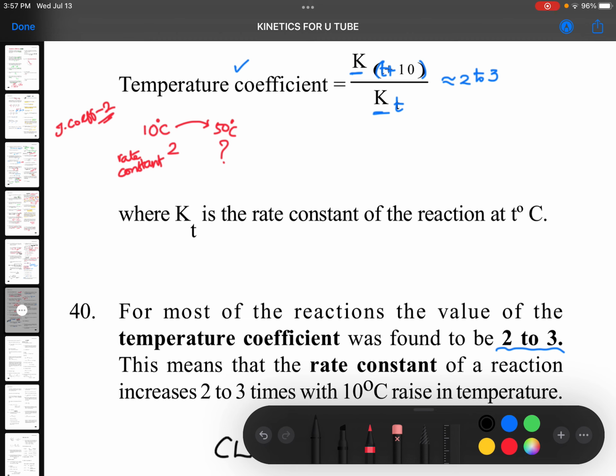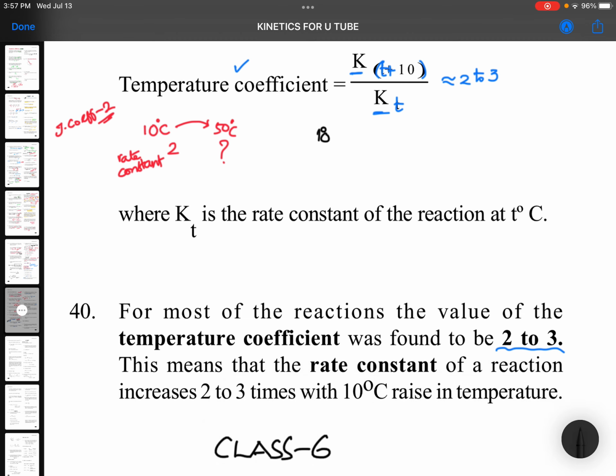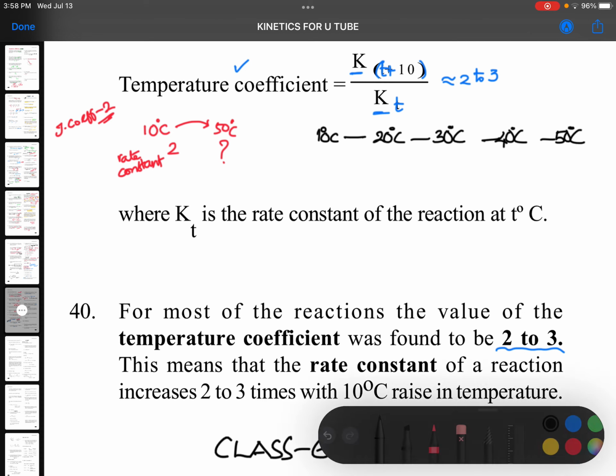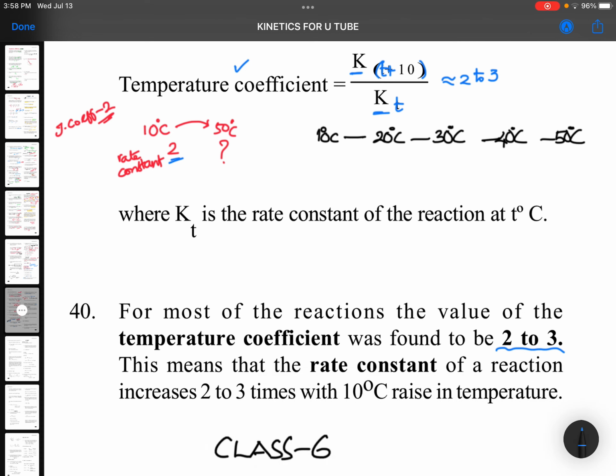So what you need to write is 10 degrees, 20 degrees Celsius, 30 degrees Celsius, 40 degrees Celsius, and 50 degrees Celsius. At 10 degrees Celsius, they mentioned that rate constant is 2. And temperature coefficient is 2, which means it will be doubled. So it will become 4, becomes 8, becomes 16, and becomes 32. So these will be your entrance questions. If at 10 degrees Celsius, rate constant is 2, what will be its rate constant at 50 degrees Celsius if temperature coefficient is 2.